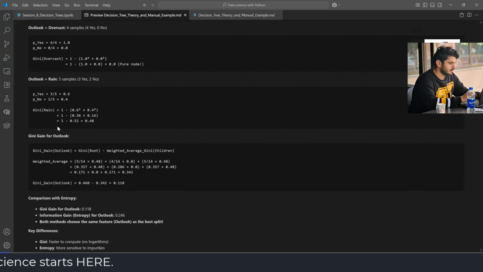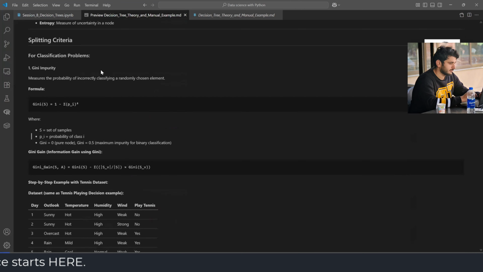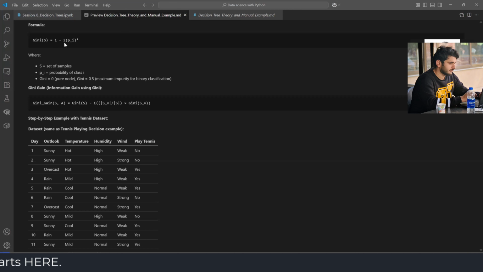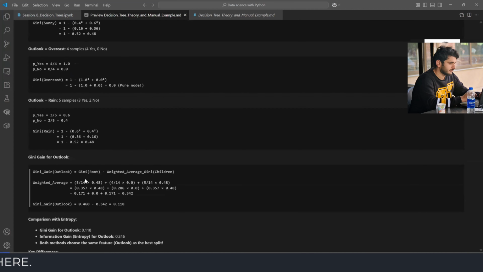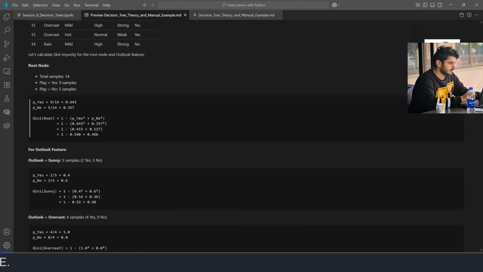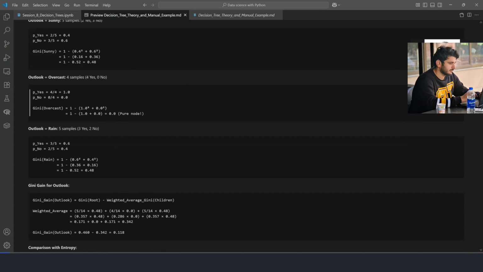the information gain. Information gain is basically the second formula that's important in this. So this was the Gini that we were talking about till now, and this is the information gain formula. I will show you how it works. First we take the Gini of the complete data set, or the root. Then we subtract the weighted average of Gini of the children, which basically means the subcategories.